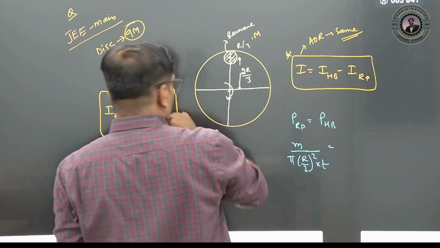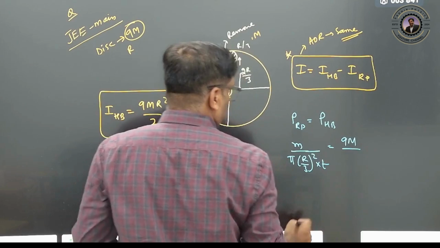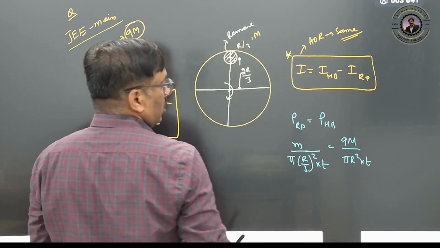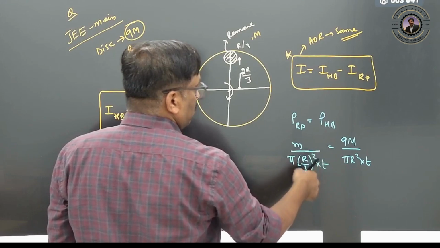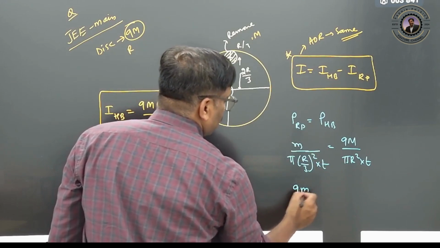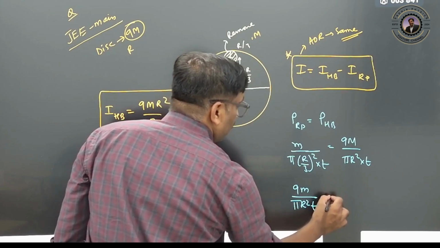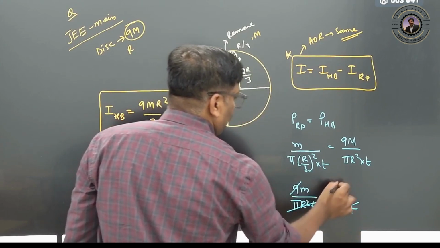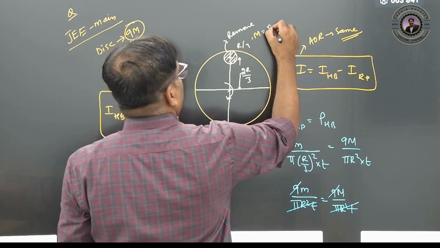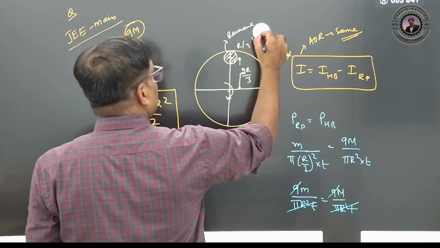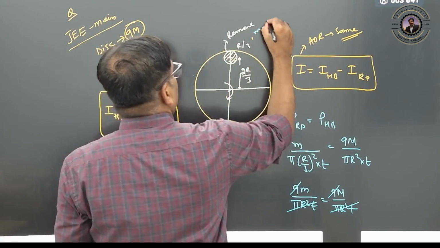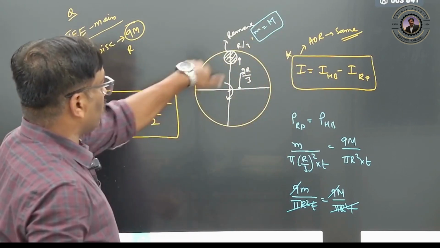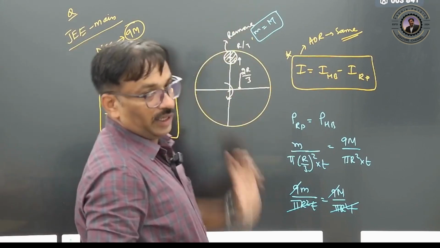Clear? The total body mass is 9m. What will be the total volume? Pi r square into thickness t. So what do I get? 9 into small m over pi r square t equals 9 capital M over pi capital R square t, so it gets cancelled out, and 9 also gets cancelled out. So the mass of the removed part is nothing but m, while the total body mass is 9m.